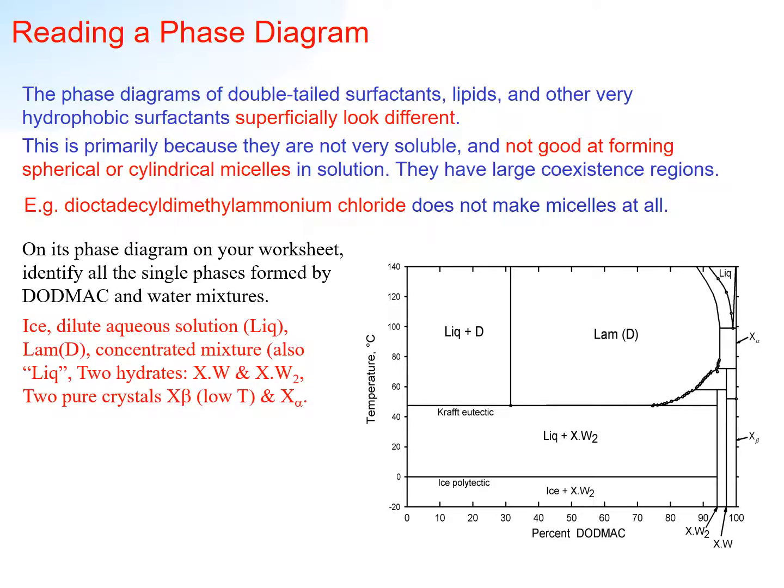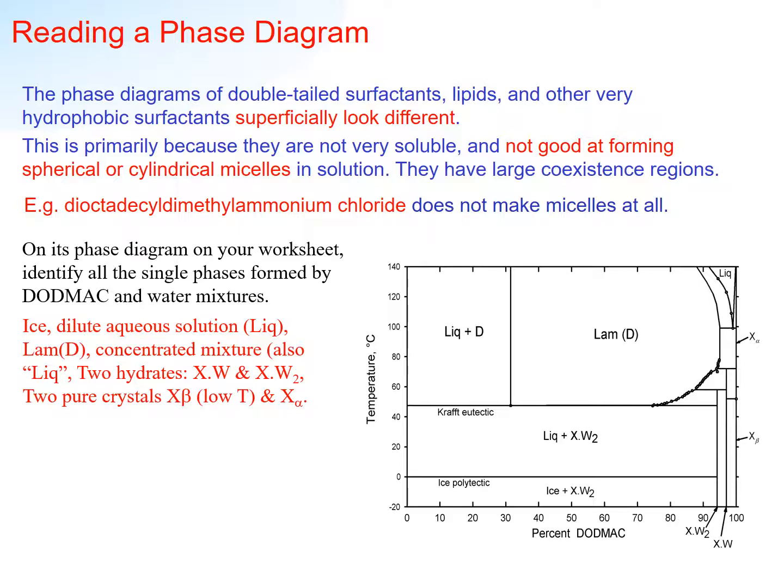You should have been able to identify crystalline water, ice, the dilute aqueous solution called liquid, even though it only occurs at very, very low concentrations, the lamellar phase D, a high concentration phase also called liquid in this phase diagram, two hydrates, X.W2 and X.W, monohydrate and dihydrate, and two crystals. Turns out there are two different crystal forms for dioctadecyl dimethyl ammonium chloride, a low temperature form X beta and a high temperature form X alpha.